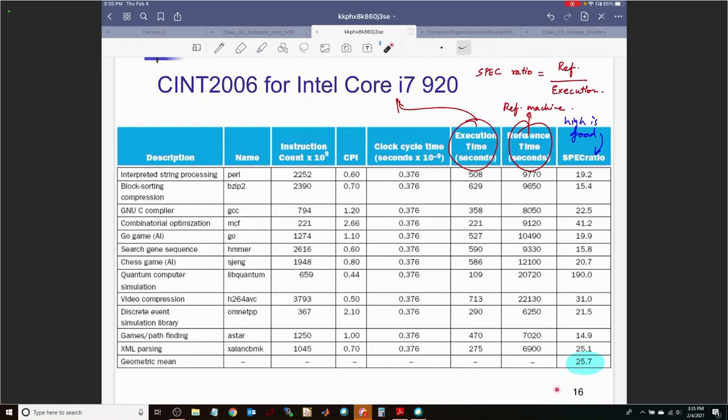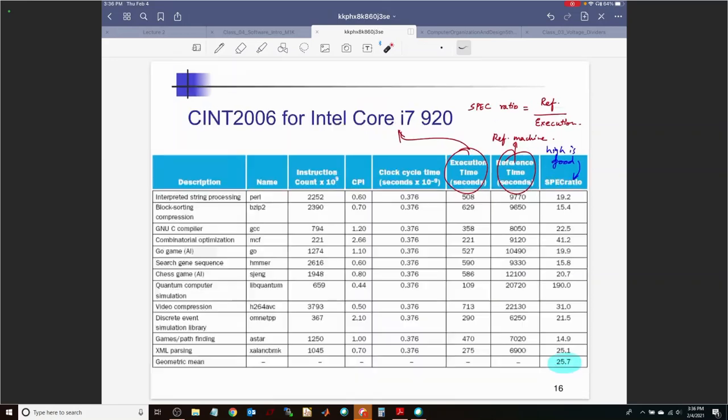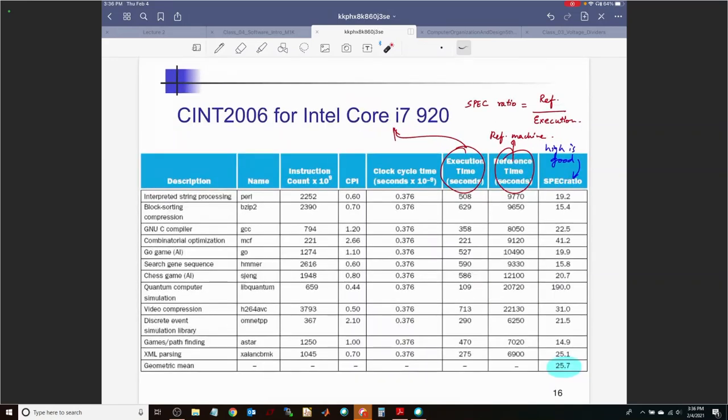Now, the bigger the number, the better it is for you, right? And this goes on a publicly available database. It's on spec.org, right? So all these computer manufacturers are trying to come up with a better number so that they can attract customers. But for Intel Core i7, that was 25.7 for SPEC 2006 integer-based benchmarks. All right, I hope that discussion was helpful.